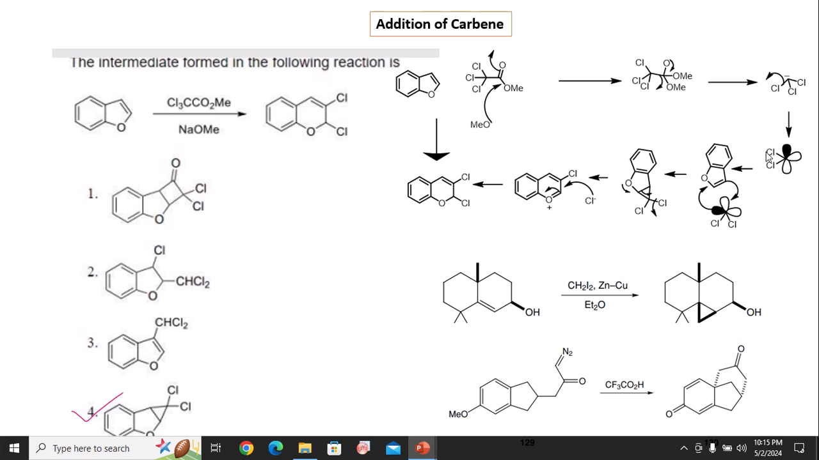dechlorination to produce the carbene intermediate, and this carbene intermediate undergoes addition to give the cyclopropane intermediate, which undergoes cleavage to give the desired product. So the correct intermediate for the given problem is option 4.